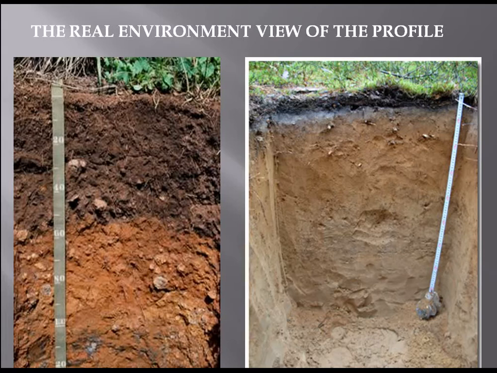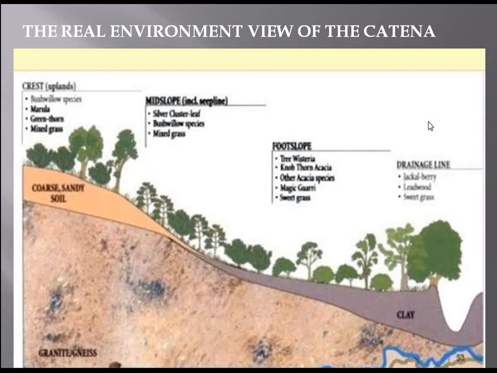Let's move on and look at the real environmental view of the soil CATENA. This is now the view of the soil CATENA that we've been talking about. Previously we were looking at the profile. Now I want to look at the CATENA. It's the cross section of our hill. So we are saying up here we are looking at coarse sandy soil, stony, basically thin soils due to excessive erosion, wash away of the young and newly formed soils down the slope.